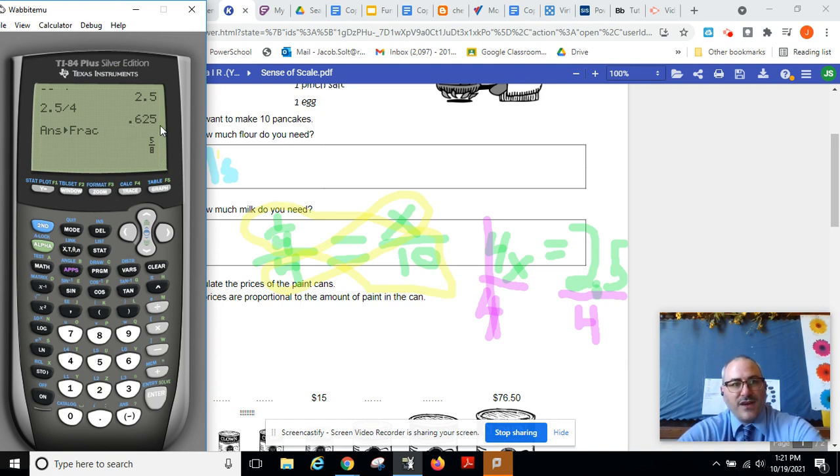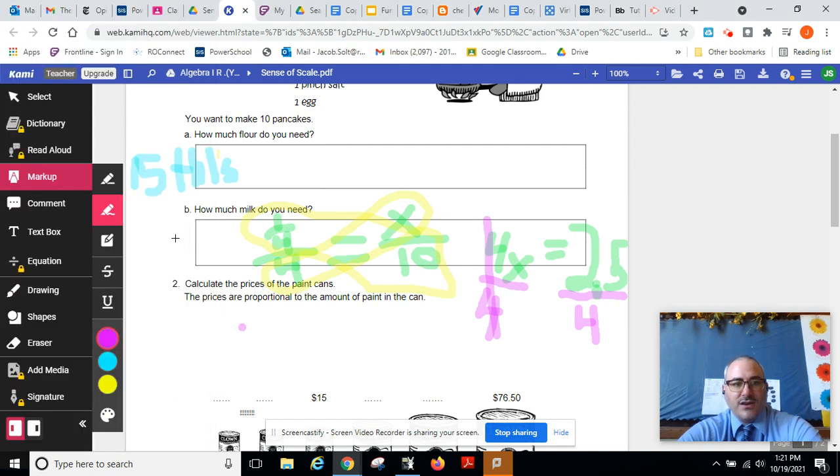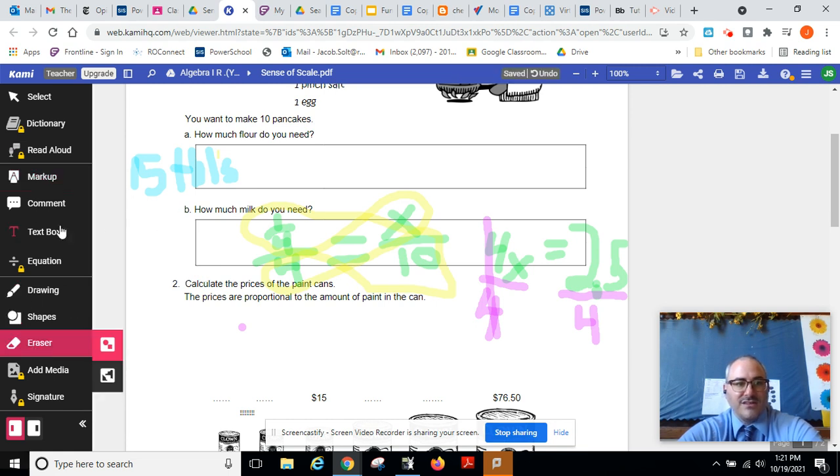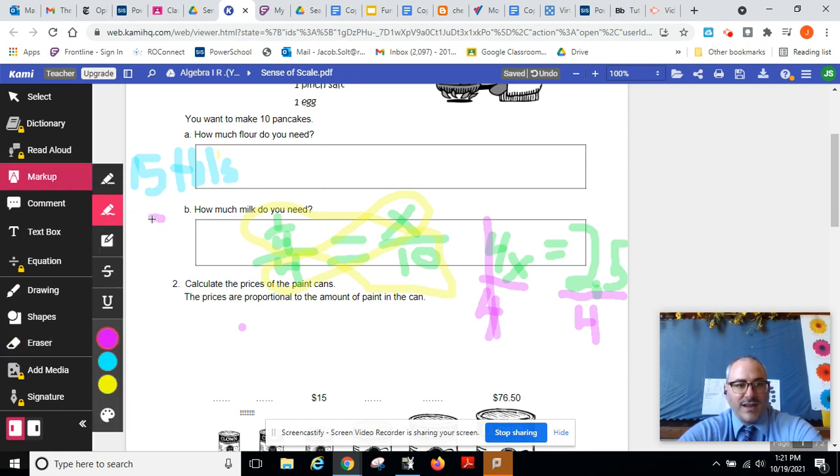That 0.625 is the fraction 5 over 8, right? I can discover that by doing 5 divided by 8 and get that right there. Okay, so my answer can be 5 over 8.